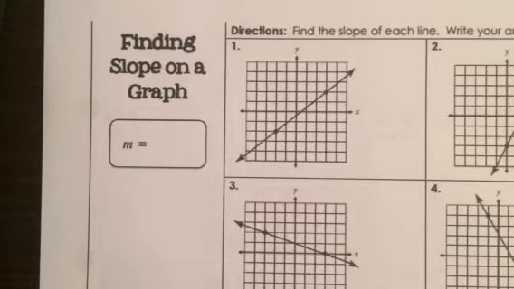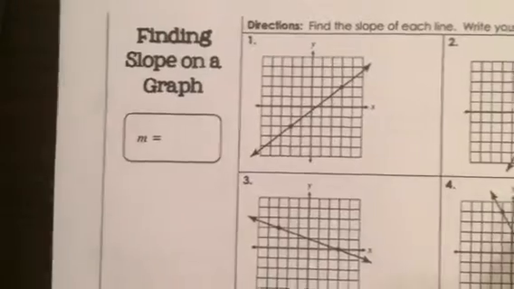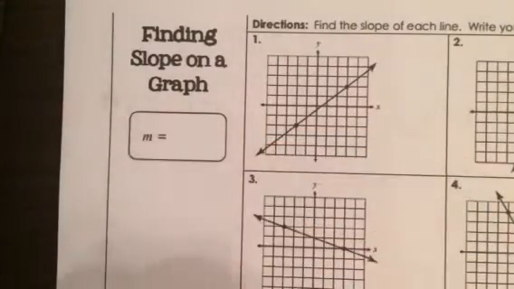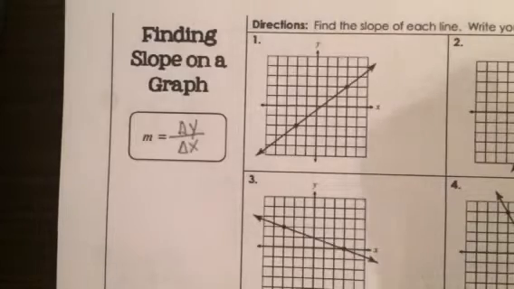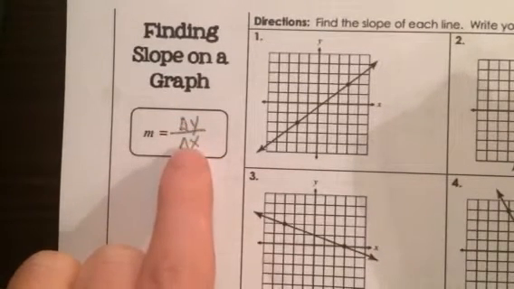Hey everybody, so this is page 12, about halfway down the page, and I'm going to show you how to actually find the slope when you're given a graph of a line and a couple of points on that line. So first of all, my m equals, that's my slope, remember m, is the change in y over the change in x.